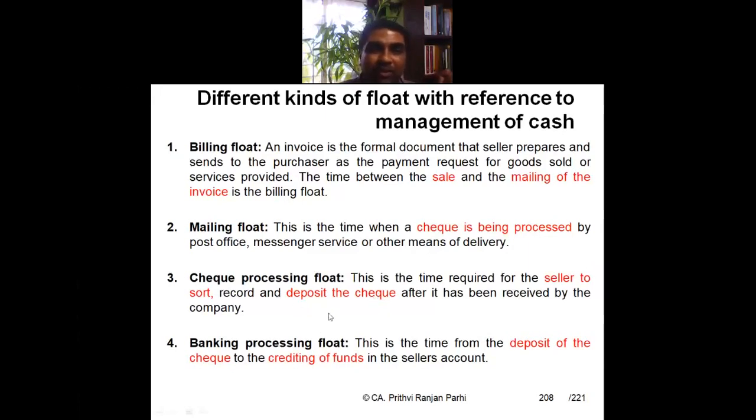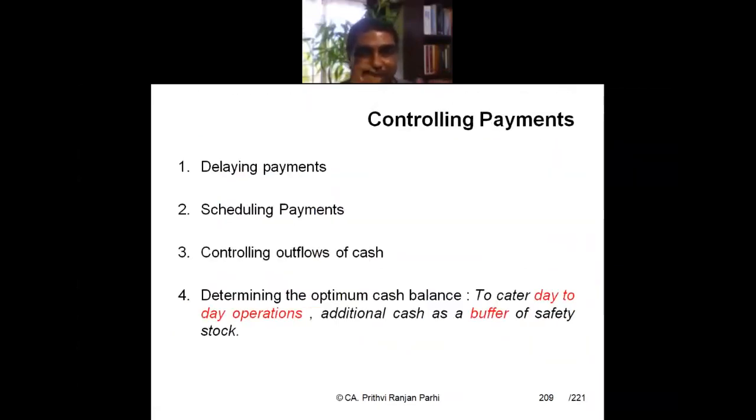That is called the check processing float. It means the time when you are arranging the checks and depositing them with the banker. The time taken by the banker is called the banking processing float. That means you are depositing the check and the banker takes 2 days. So these are the various kinds of floats: billing float, mailing float, check processing float, and banking processing float. We should try to minimize these floats. If these floats are minimized, then we'll be able to manage cash effectively.